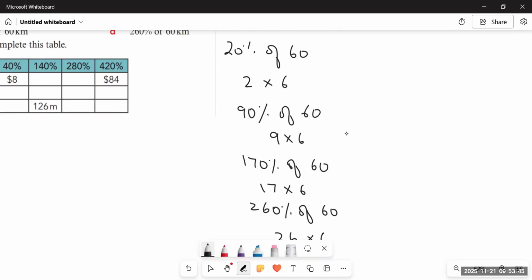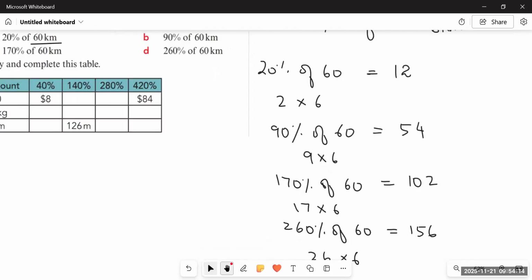So the answer to the first one would be 12. 20% of 60 would be 12. 90% of 60 would be 9 times 6 is 54. Then the next one is 17 times 60, 17 multiplied by 6 is equal to 102. So 170% of 60 would be 102. And then the last one is 26 multiplied by 6, which is 156.